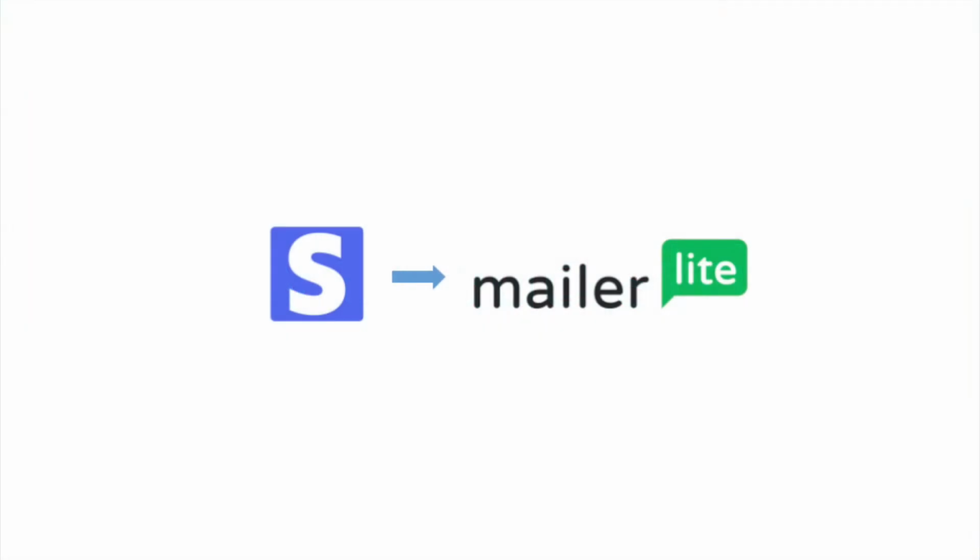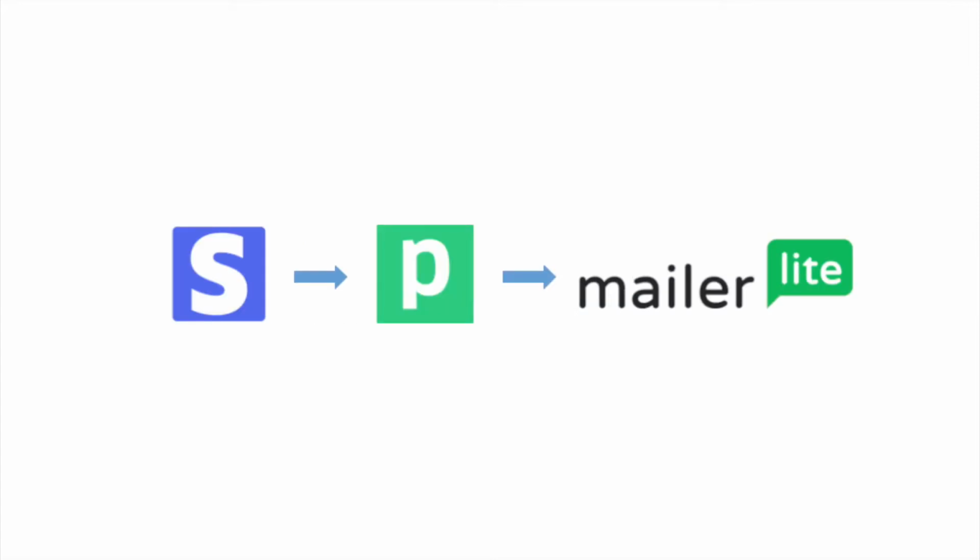Today I'm going to be showing you how to add people to a MailerLite group once they've bought something from your Stripe account. Now, obviously this doesn't work out of the box. Stripe doesn't have an option to add people to MailerLite groups when people purchase your products. So in order to make this work, we're going to use another service which is available for free called Pipedream.